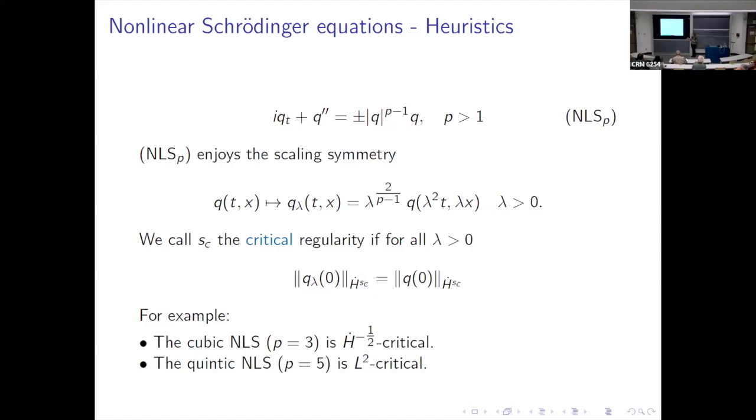If you give me some solution q, I can rescale it in a way that, for any positive parameter lambda, I get another solution to the same equation. And then I ask, for which homogeneous Sobolev space will the norm stay invariant under that scaling? Depending, in this case, on what p is, I will get a different answer. For example, for the cubic nonlinear Schrodinger equation, when p is equal to 3, the critical space is H dot negative 1/2. For the quintic NLS, when p is equal to 5, the critical space is L2.